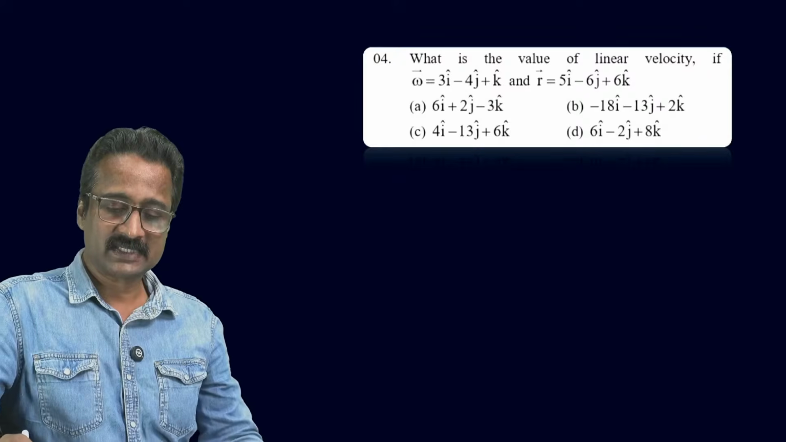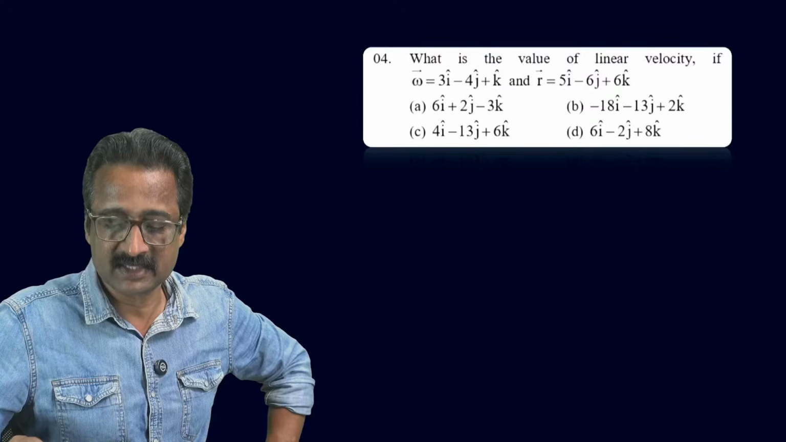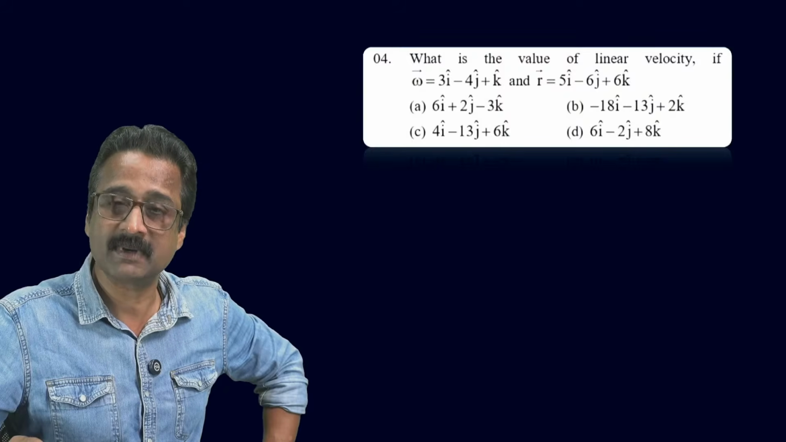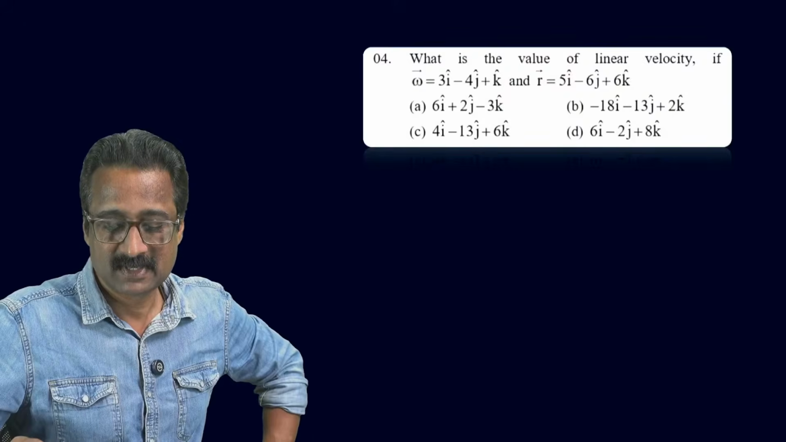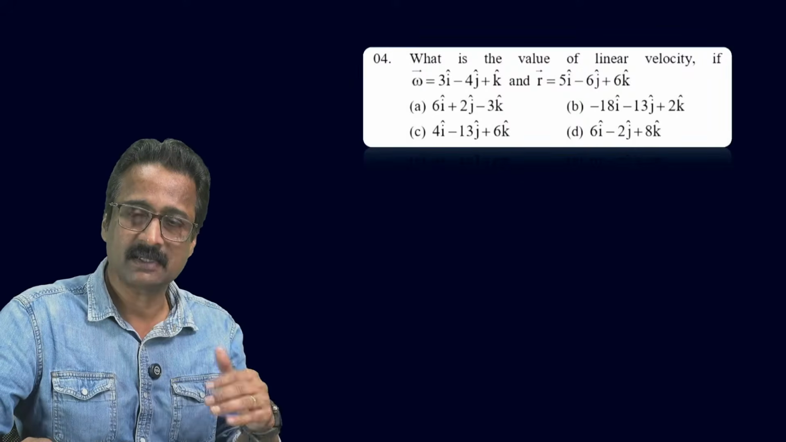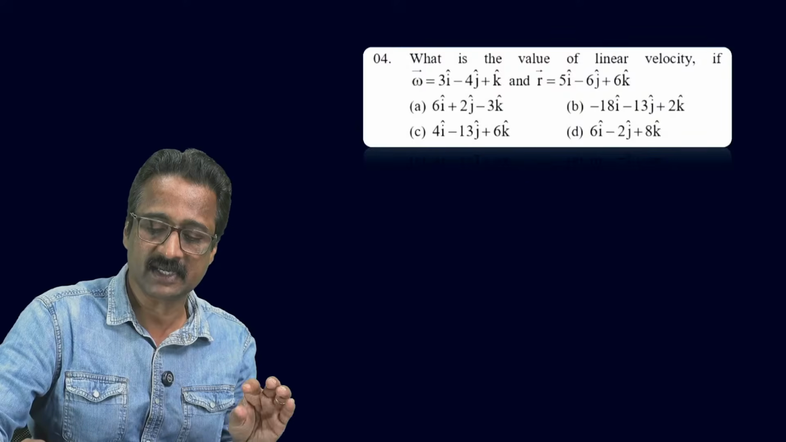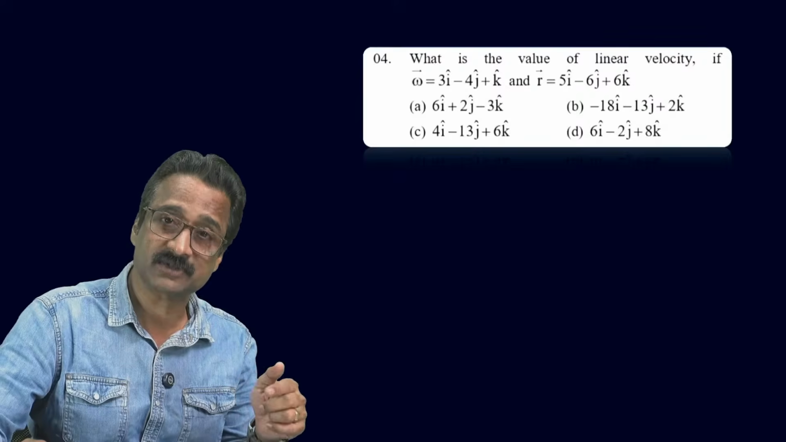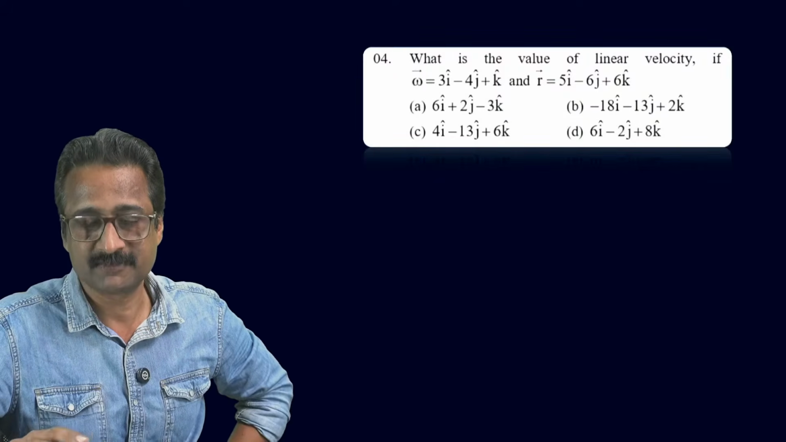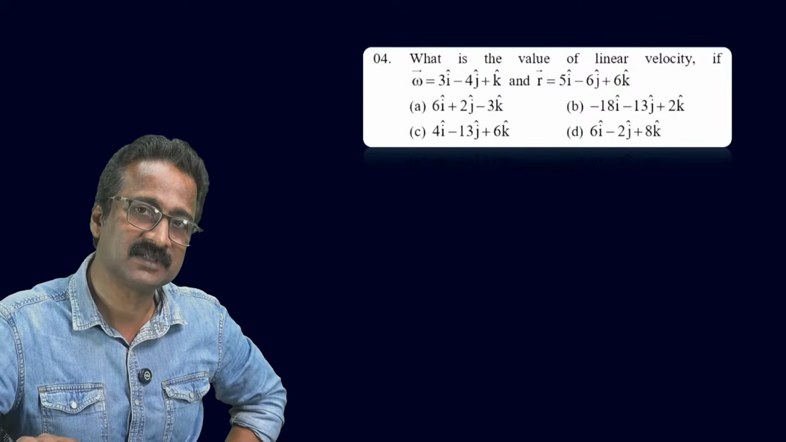Yes. What is the value of linear velocity if omega is equal to 3i minus 4j plus k and r is equal to 4i minus 6j plus 6k? So this is actually about a particle that is revolving in a circle. At some point of time, the particle has an angular velocity of 3i minus 4j plus k, and the position vector of that particle at that instant is given as 5i minus 6j plus 6k. If that is the case, then what is the linear velocity of the particle at that instant in vector form?